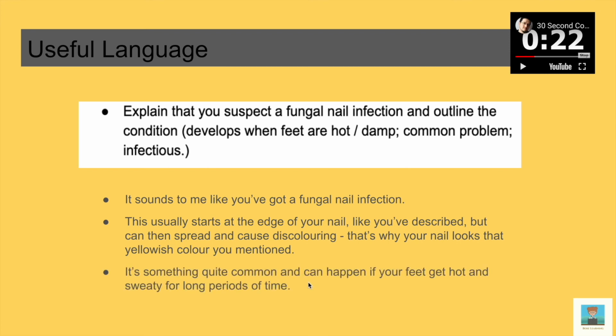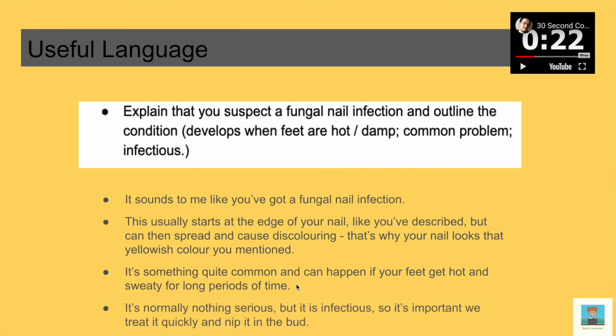It's something quite common and can happen if your feet get hot and sweaty for long periods of time. So you're reassuring the patient that it's nothing strange. And it's normally nothing serious, but it is infectious, so it's important we treat it quickly and nip it in the bud. There we go, that expression that we started off looking at, nip it in the bud.